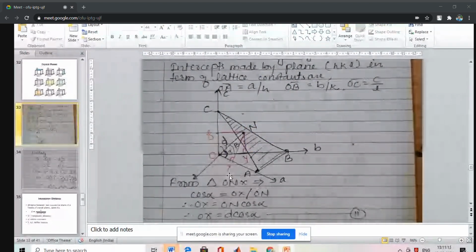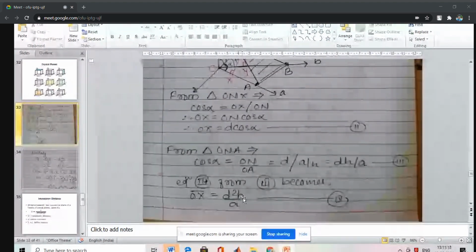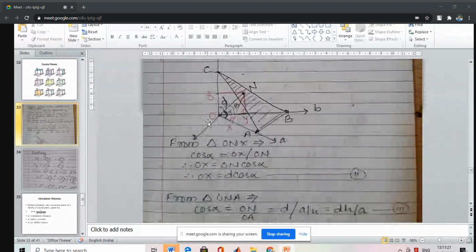OX we have calculated and it is d square h by a. Similar to that, we can find out OY and OZ. How? OY is from triangle ONB.